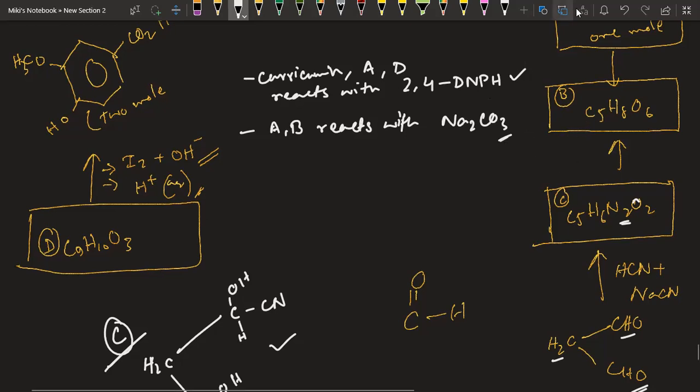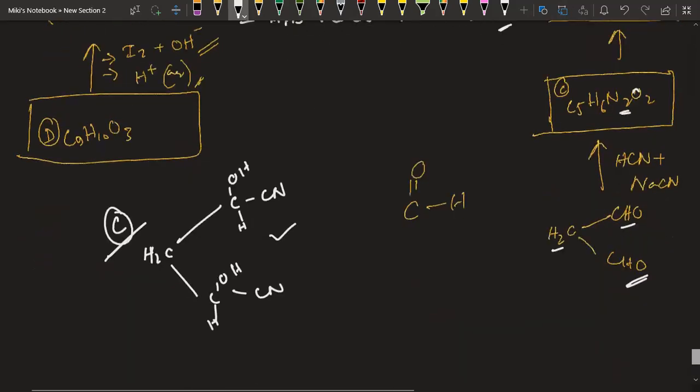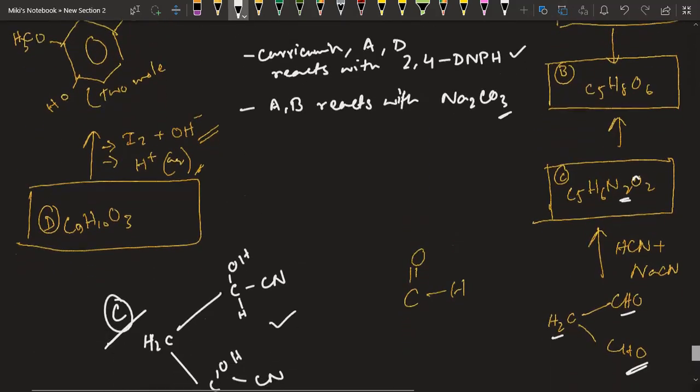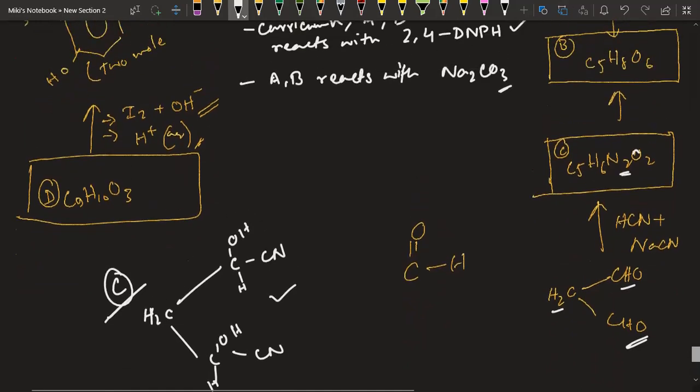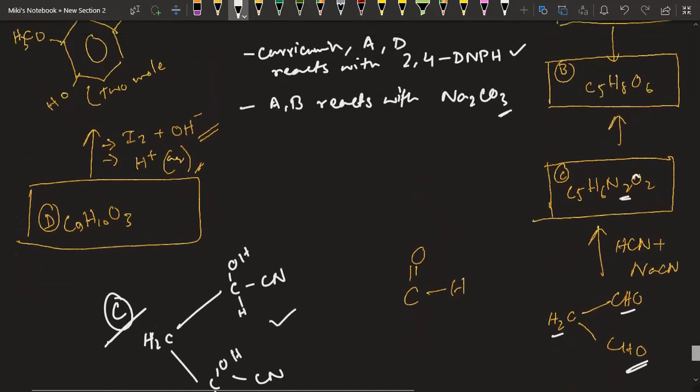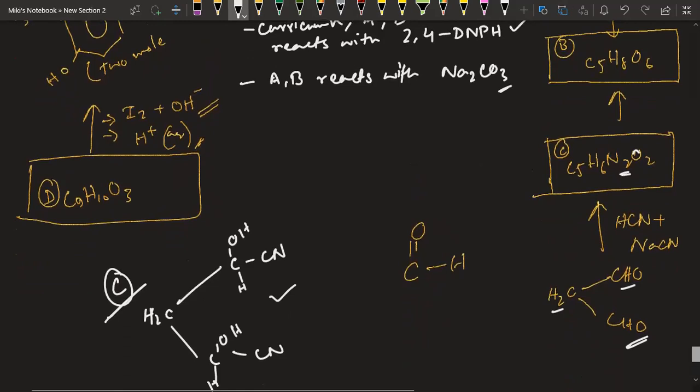That means sodium carbonate reacts with whom? Like which sort of molecule? Acids, isn't it? So that means there must be an acid, because acid plus metal carbonate reacts, forming carbon dioxide and salt of the acid and water vapor, isn't it?